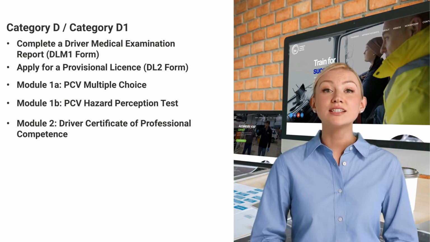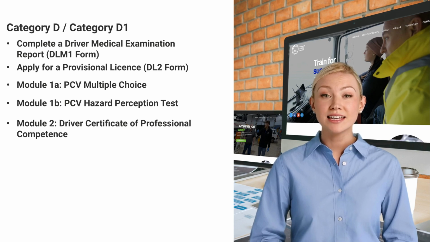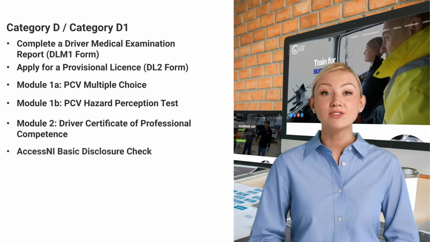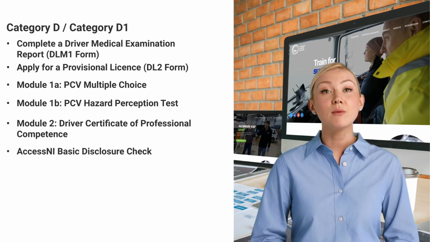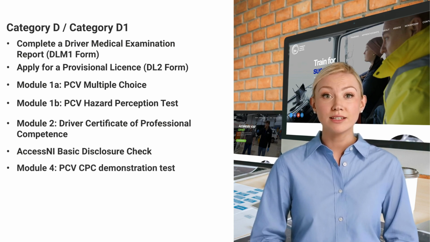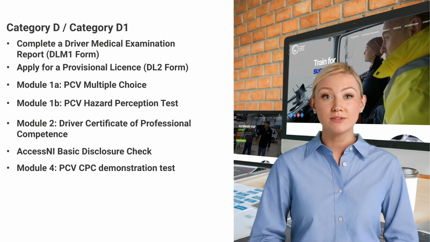In fact, you can tick all goods vehicles and passenger carrying vehicles in Section 2A of the DL2 form, which will give you provisional entitlement for lorry and bus categories, including C1, C1E, C, D1, D1E, and D at no extra cost. In addition, for a Category D or D1 license, you must have an Access NI check completed before completing the practical training. Module 4 is not a prerequisite, but Transport Training Services will put you through this test as part of the training delivered.